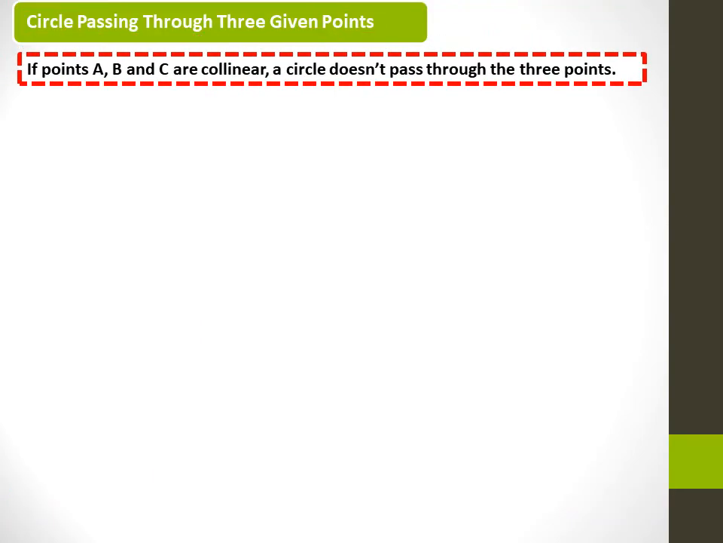Circle passing through three given points. If points A, B, and C are collinear, a circle doesn't pass through the 3 points. As you can see in this figure, A, B, and C belong to the same line.